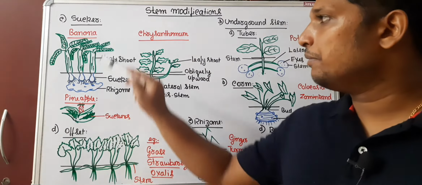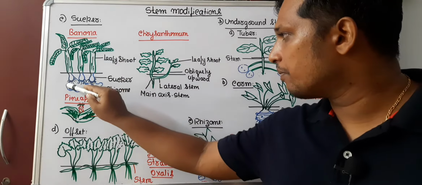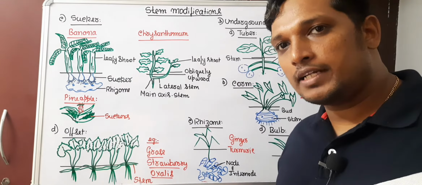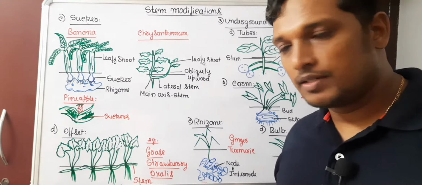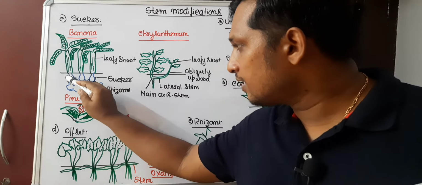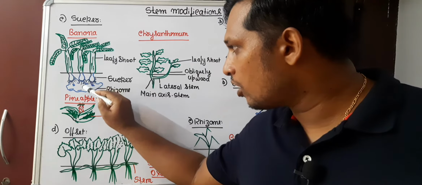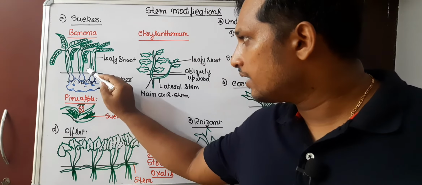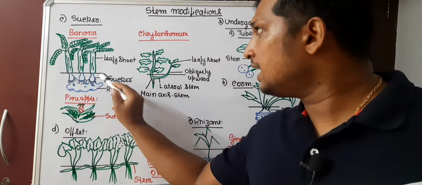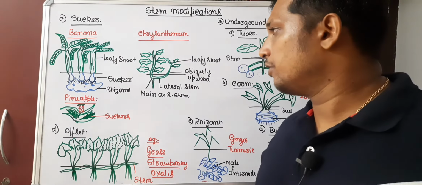Sucker. In banana, there will be a horizontal underground stem that is called rhizome, but the rhizome is located deep inside the soil. It comes under underground stem modification. On the rhizome, there will be a development of small suckers. Why they are called suckers is they absorb nutrients from the rhizome and they grow into an upper leafy shoot of banana. So here the sucker is on the surface of the soil, so it is a subaerial stem modification.